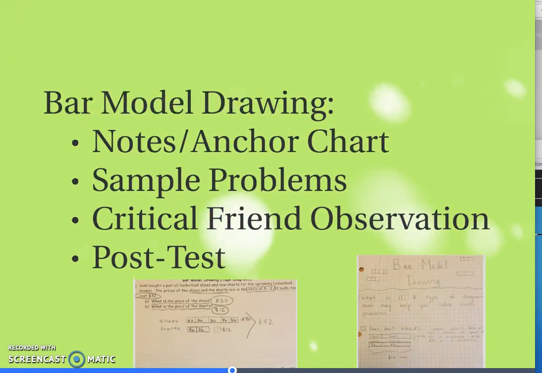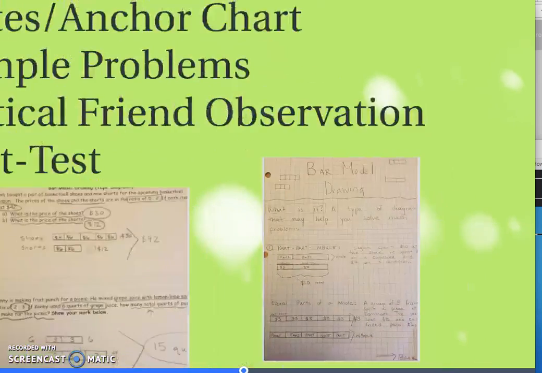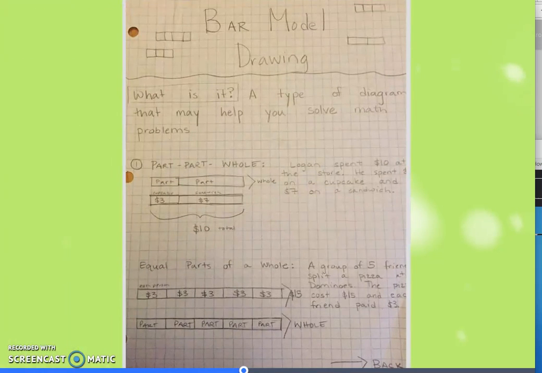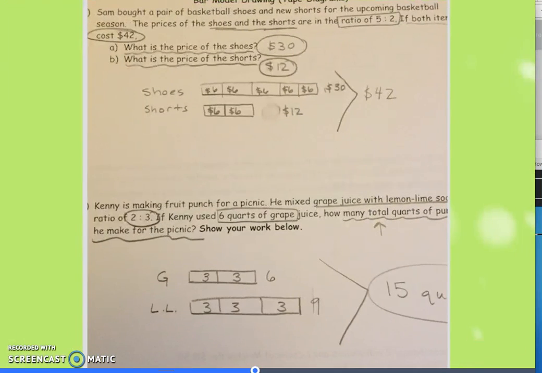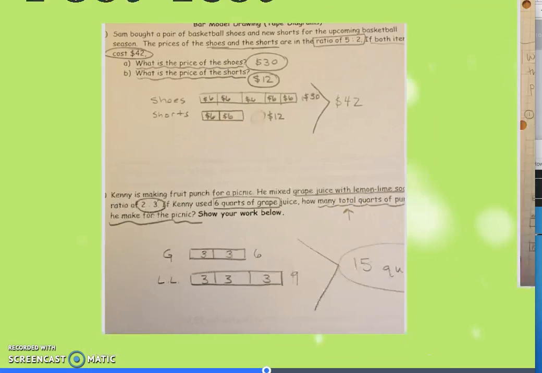After the first strategy, we focused on bar model drawing. And once again, we started out with a note-taking guide like this. These are examples of what bar model drawing, sometimes called tape diagramming, looks like when using it to solve word problems. And then we spent 2 days working on problems together, some guided instruction and some partner practice while I roved around the classroom. And here are some examples of students using bar models to solve word problems.